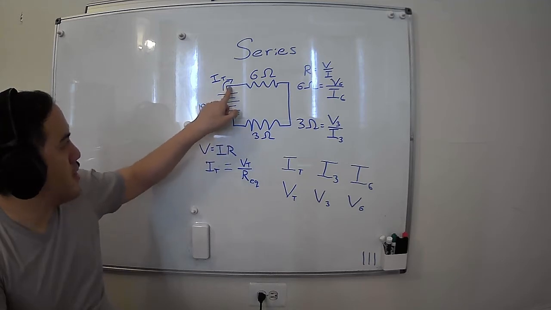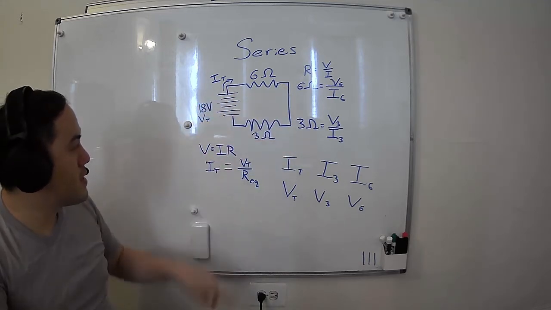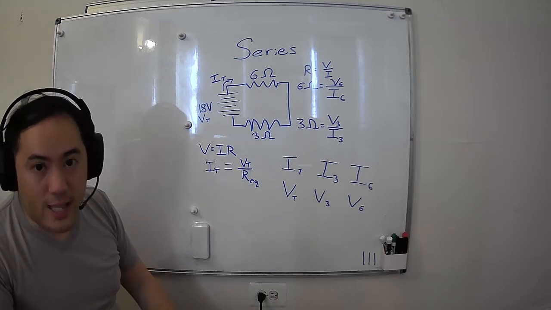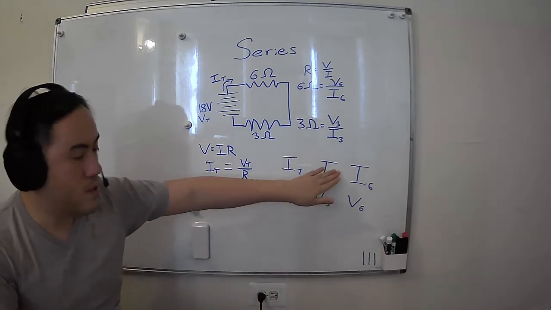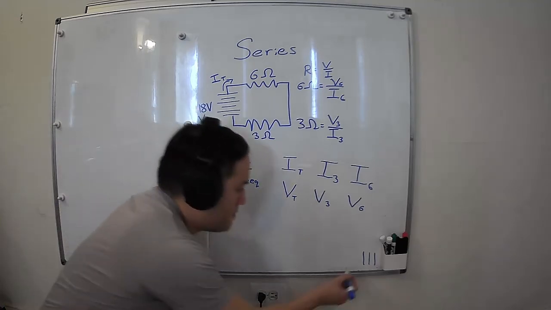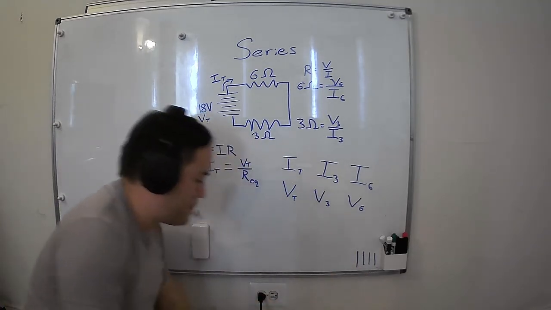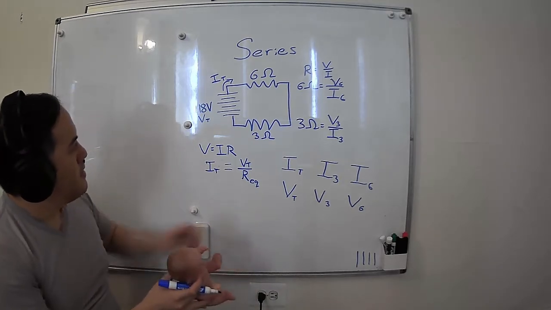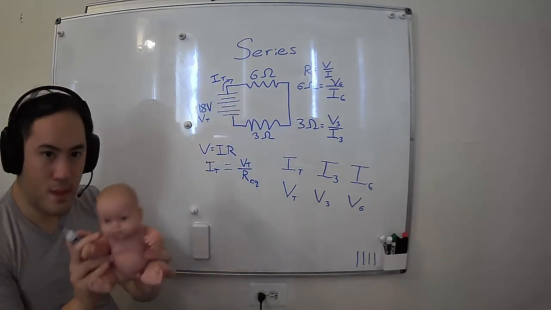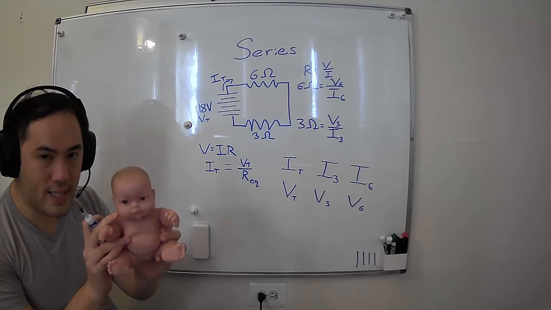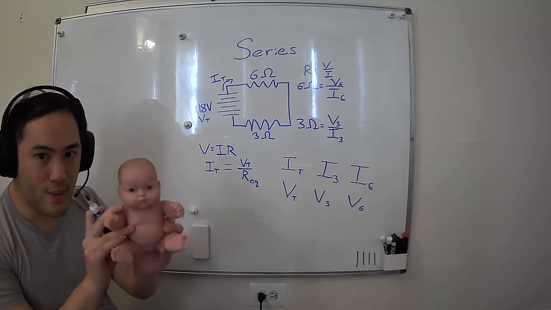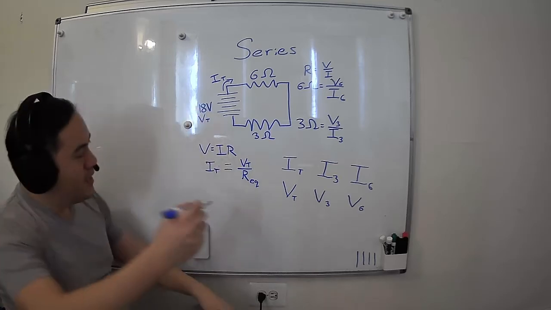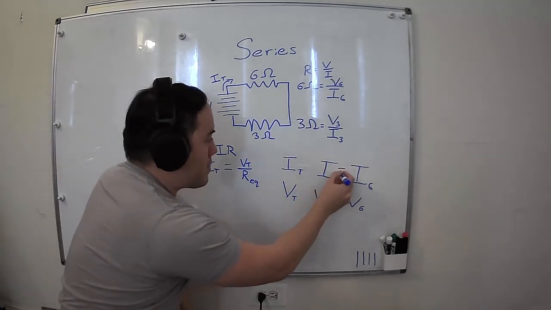So look at this junction, this junction, this junction, every junction. If for every junction, I in equals I out, what's true about these currents? What do you see? Tell me about this junction right here. The current going in is I6, and the current going out is I3. So they must be equal. Yes, excellent job. I3 equals I6.